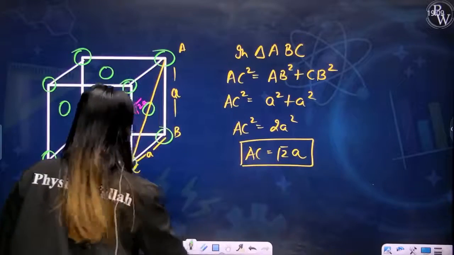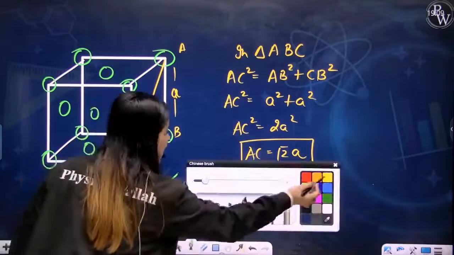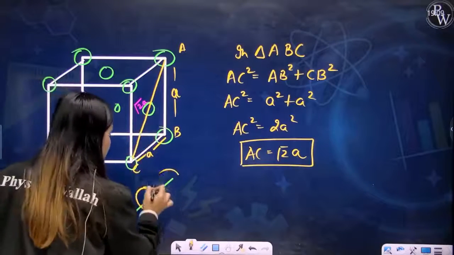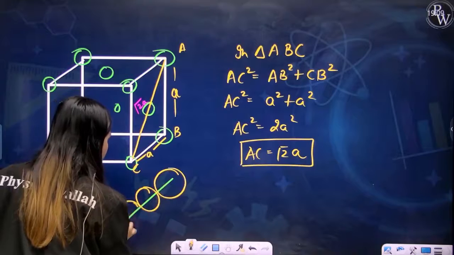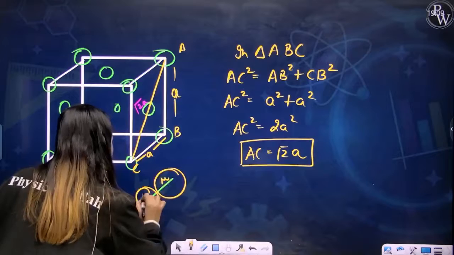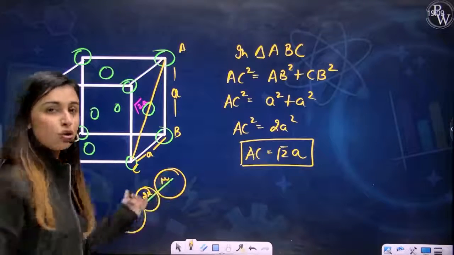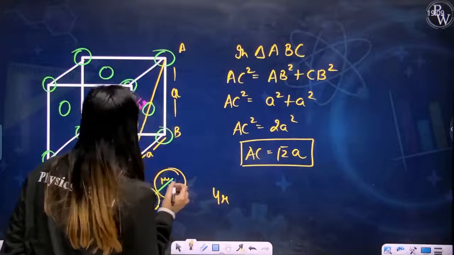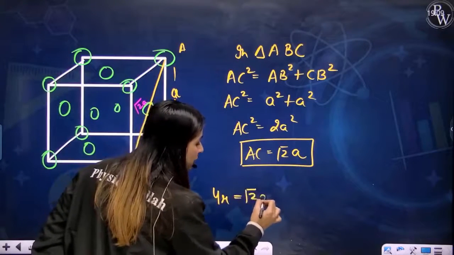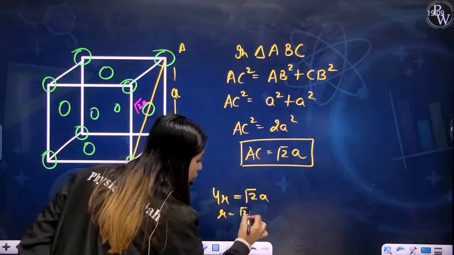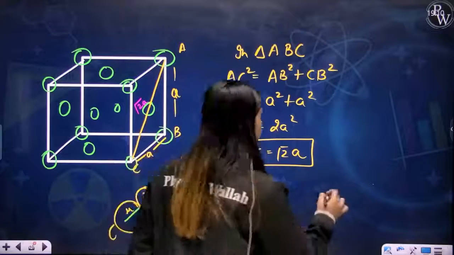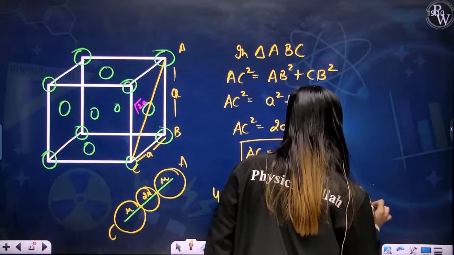Because we know that here, how many atoms are in contact? Just see. You have a center atom, then this is in contact with this atom, and this is in contact with this atom. So I can say that this is R, and this is equal to 2R. Okay. So total 4R, and this 4R is your AC length. So 4R is equal to root 2A. So R is equal to root 2A upon 4, which is equal to A by 2 root 2. So the relation is R is equal to A by 2 root 2.